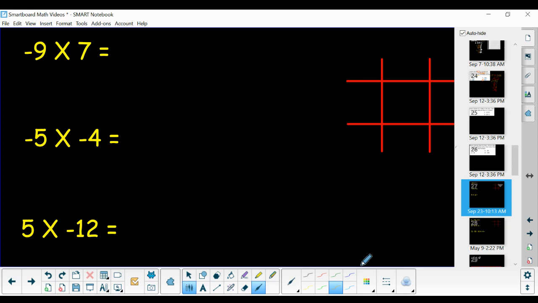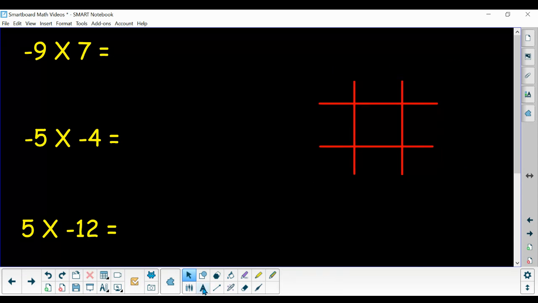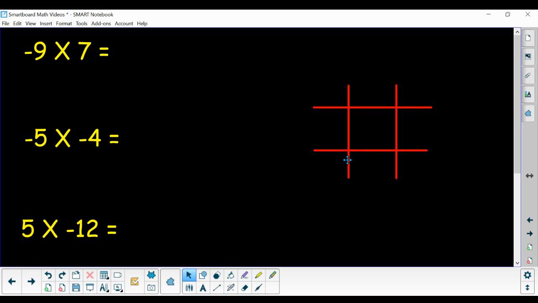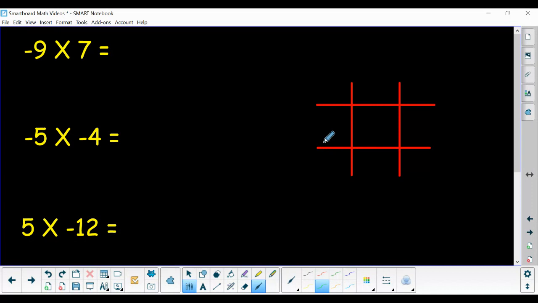Okay, so today's video is about multiplying and dividing integers, specifically positive and negative integers. And what I like to use is what I call tic-tac-toe. So here's your basic tic-tac-toe grid, the pound sign, or some of you guys call it hashtag. But for this question, it's going to be like a tic-tac-toe table.